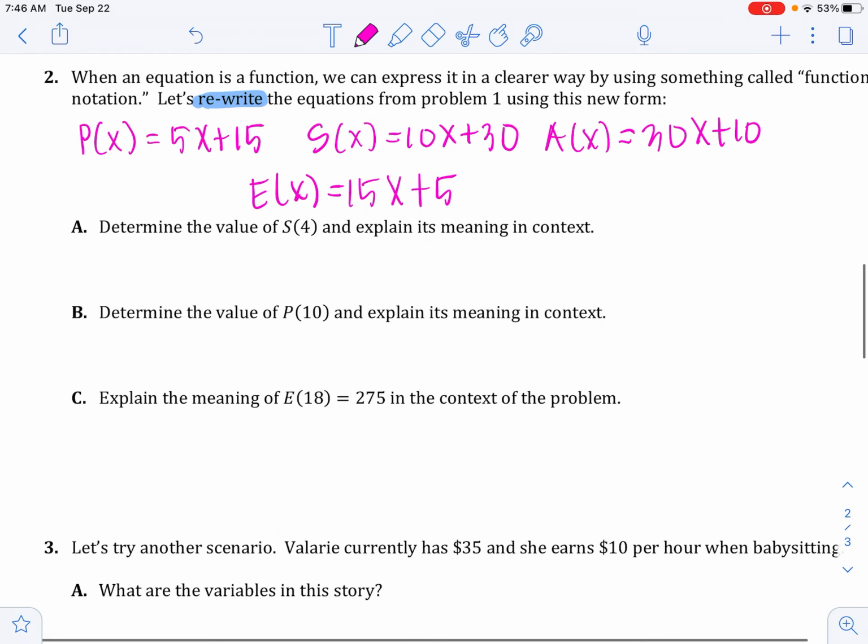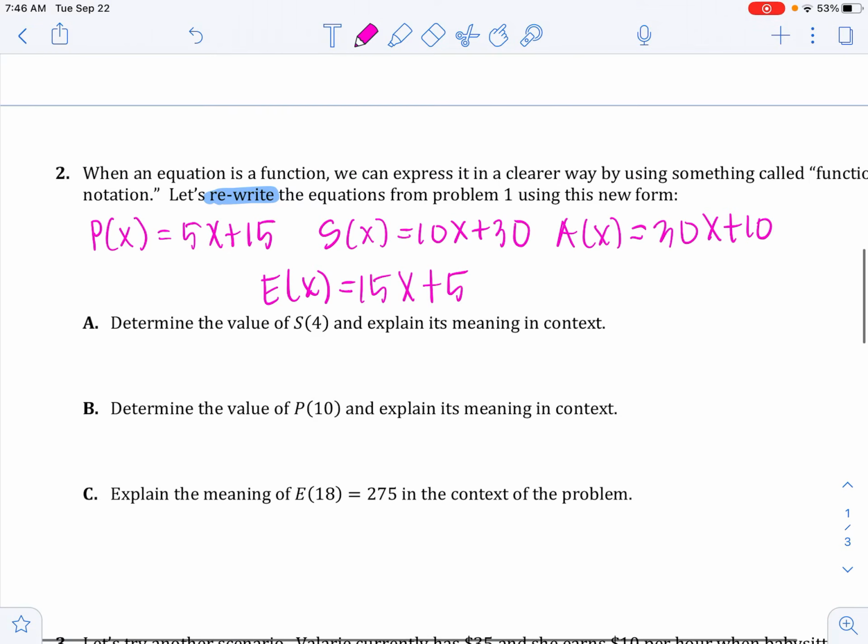So what you have to remember is that p of x, s of x, a of x, e of x, the most popular one is f of x, f standing for function. It's just a fancy way of saying y. It's the same thing as y. It's just a different way of writing it.